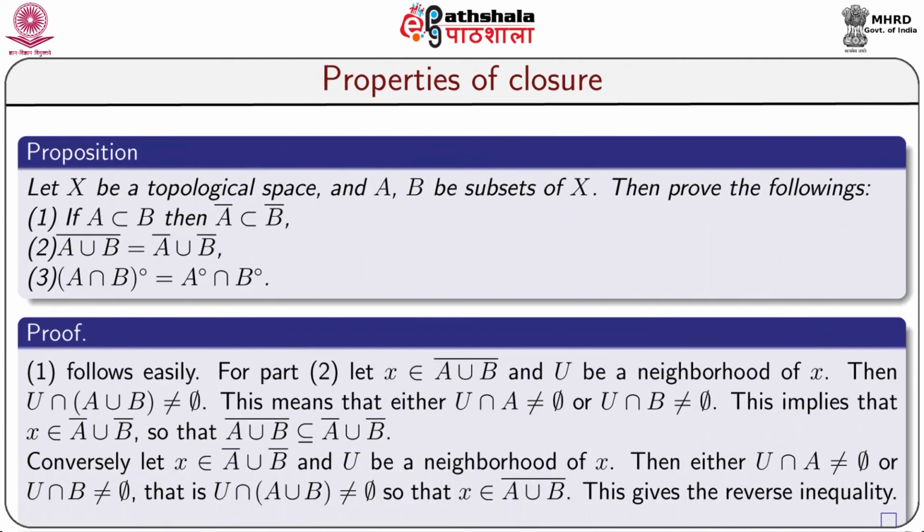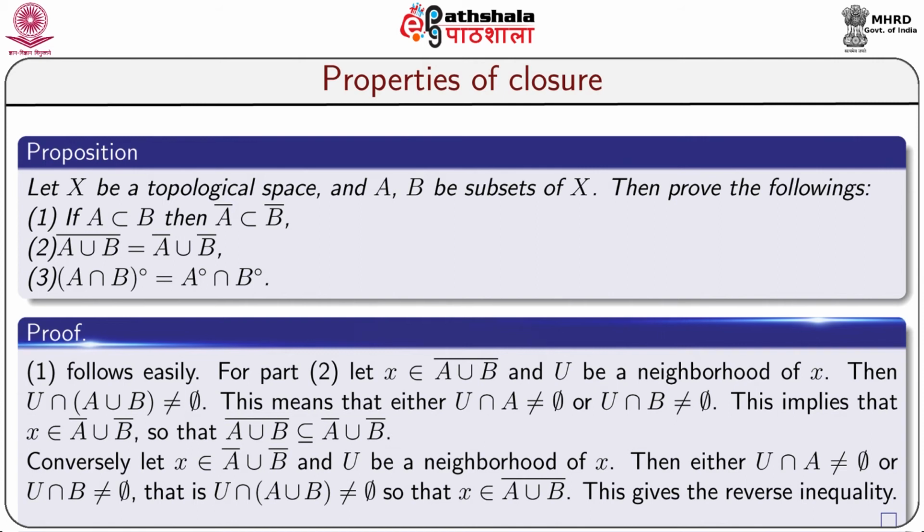These are some easy properties of closure. Let X be a topological space, and A, B be two subsets of X. Then the following will hold. Number 1, if A is a subset of B, then A bar will be contained in B bar. Number 2, closure of A union B will be equal to A bar union B bar. Number 3, interior of A intersection B will be equal to A interior intersection B interior. The proofs are easy, still we are telling this.